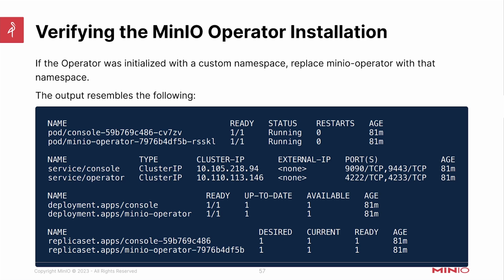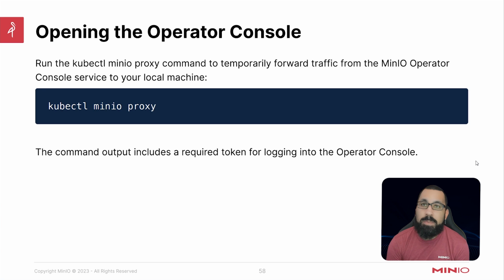So the output should resemble this, where you see some pods, some services, some deployments, and some replica sets that are related to those deployments. And then depending on your system, because all the systems are slightly different and it may or may not work, as we've seen in previous courses, you can run the kubectl MinIO proxy command to temporarily forward traffic from the MinIO operator console service to your local machine. And basically, that's going to give you a way to open up a web browser and navigate to the MinIO operator web UI.